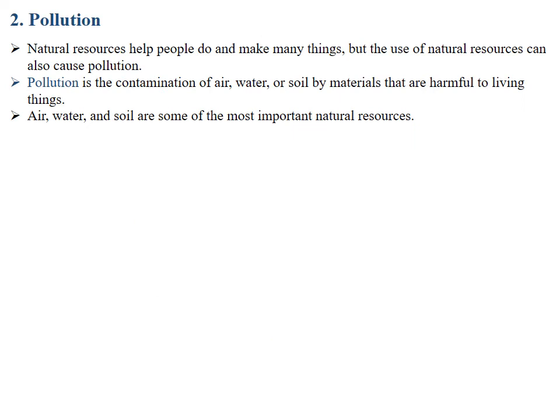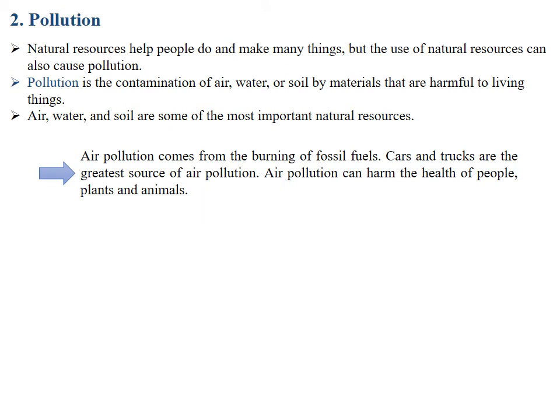Now, let us move to another topic, which is pollution. Natural resources help people do and make many things, but the use of natural resources can also cause pollution. What is pollution? By definition, pollution is the contamination of air, water, or soil by materials that are harmful to living things. And we already know that air, water, and soil are some of the most important natural resources. Now let's see in detail each type of pollution.